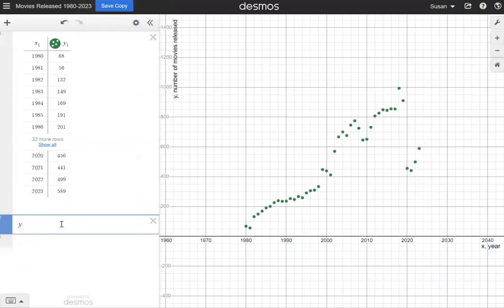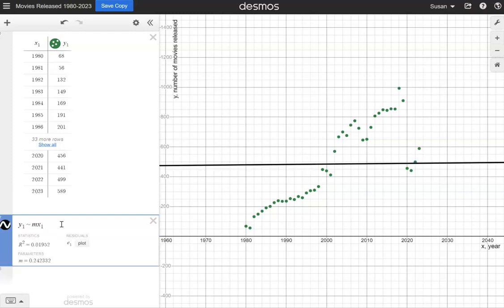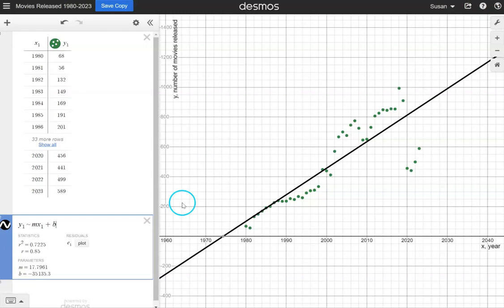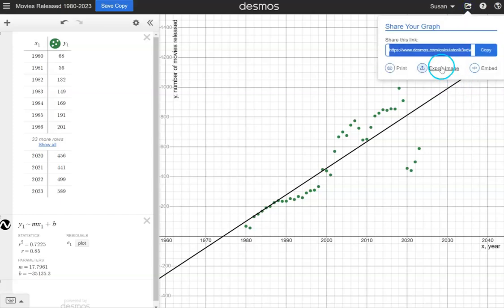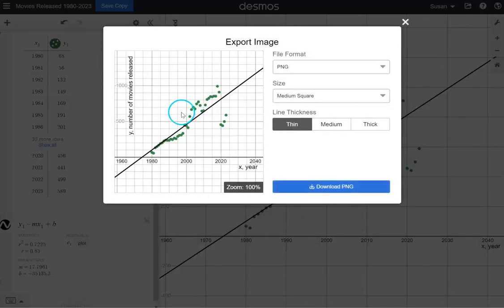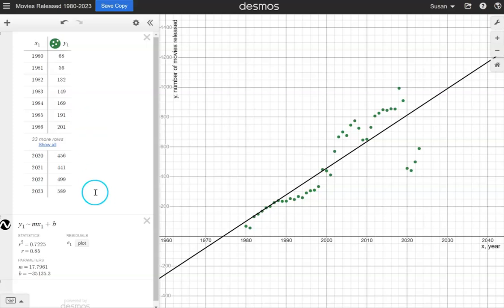So the keystrokes are actually on the slides. y1 tilde mx1 plus b, and it makes the line. They're going to take a picture of this and a picture of their export and insert their graph. So they'll click here to export it, copy it, and paste it over onto their slide.